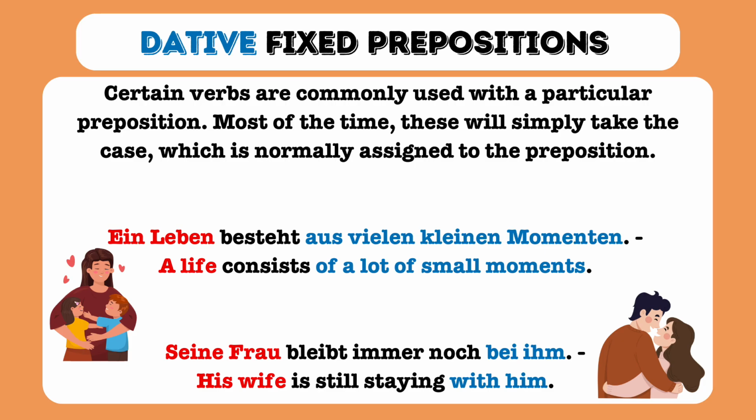Seine Frau bleibt immer noch bei ihm. His wife is still staying with him. Bei ihm would be with him. It could also mean figuratively with him as opposed to just physically with him.